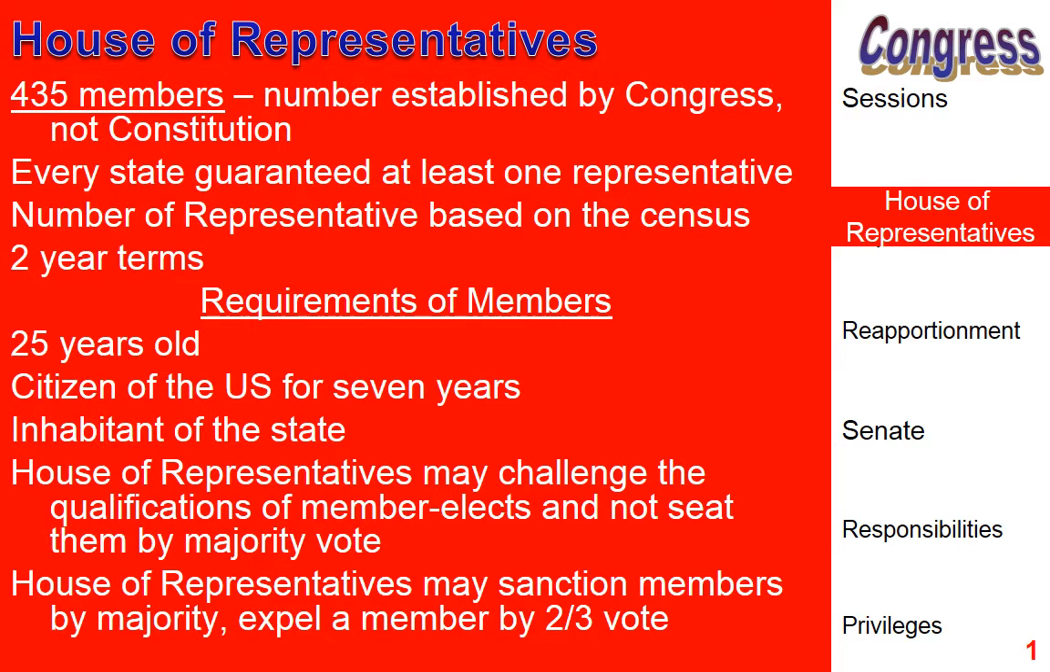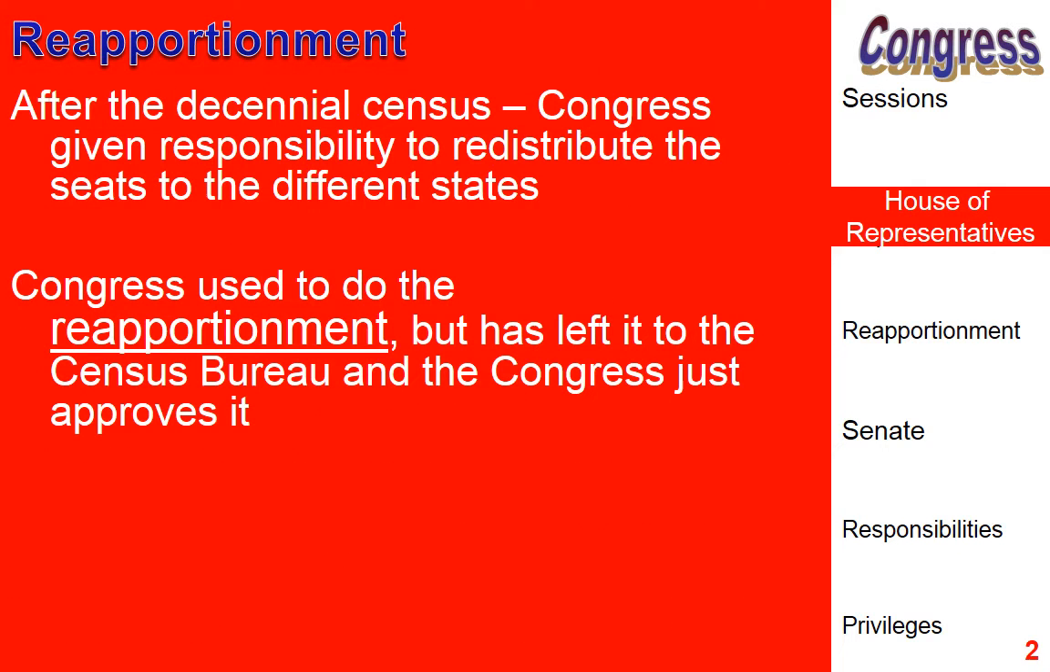So, it is a requirement in the Constitution that they have to count the total population of the country every 10 years. And specifically, they're supposed to be counting it to make sure that the different states' populations are accounted for and so that they can figure out how many representatives each state is supposed to get. So, this is the decennial census, every 10 years.